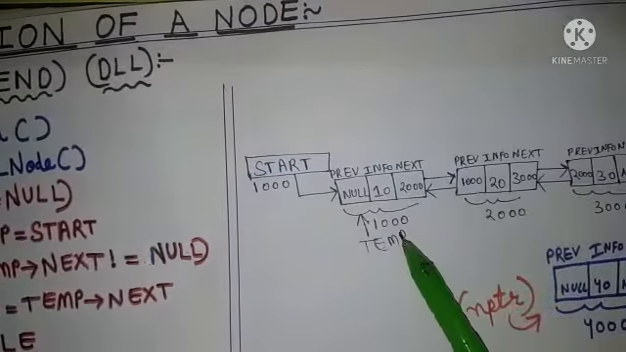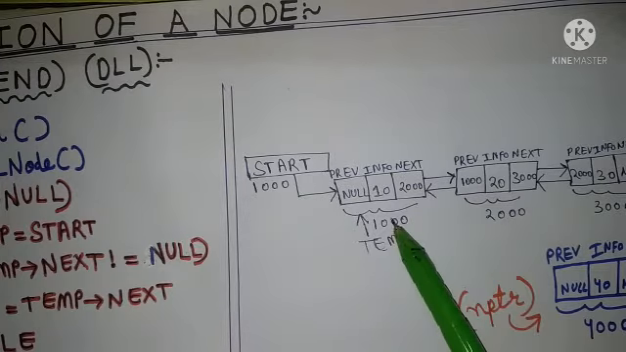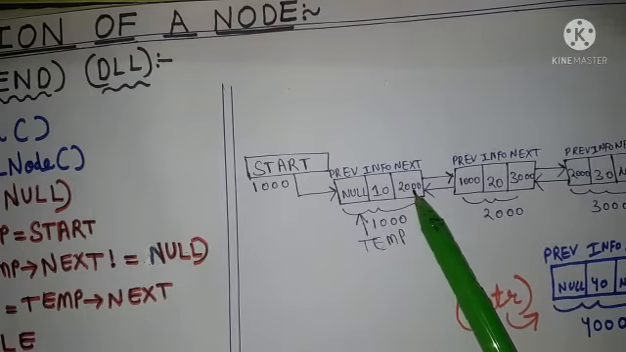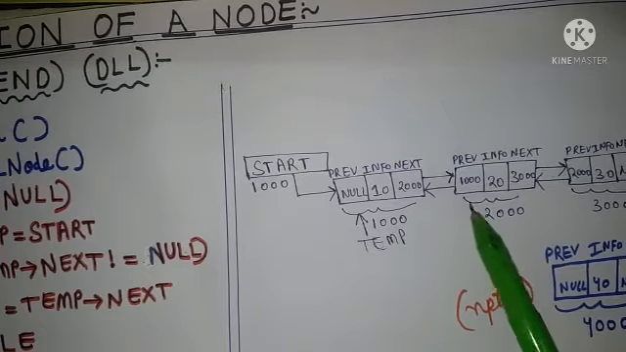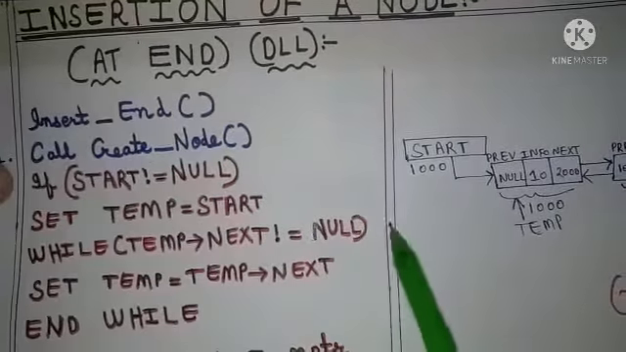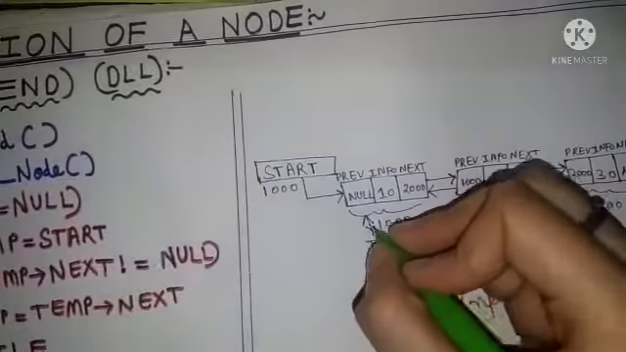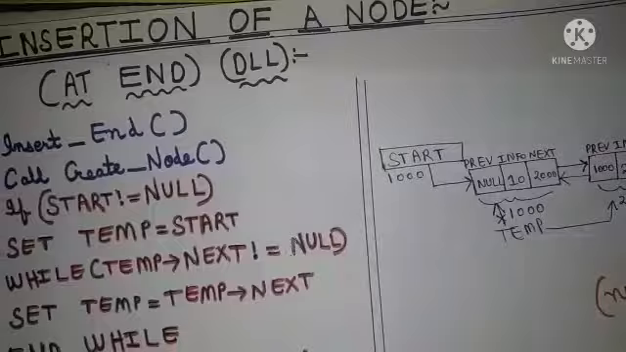Okay, so here it will check whether temp next is equal to null or not. Here see, the next part of temp is not null, it is addressing the node whose address is 2000. So this condition is true. So here temp will now move forward, that is set temp is equal to temp next.